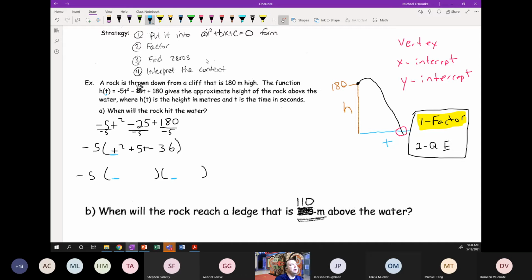Don't write it in chat right now. I want to see who can figure it out. I want to give you a chance to figure it out. And just remember, the two things that go in the blue spots multiply to make t squared, and the two things that go in the red spots multiply to make negative 36. Okay? Put a D in chat if you think you have this factored already.